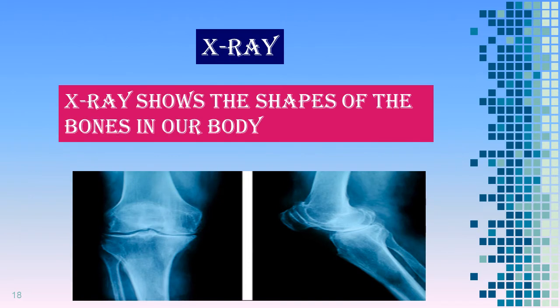Okay, children, if you want to know the shape of the bones, the simple way is by feeling them. We have one more way, and that is by looking at the X-ray images of the human body. When we are hurt or have an accident, doctors use these X-ray images to find out about any possible injuries that might have happened to the bones. So, X-ray shows the shapes of the bones in our body.